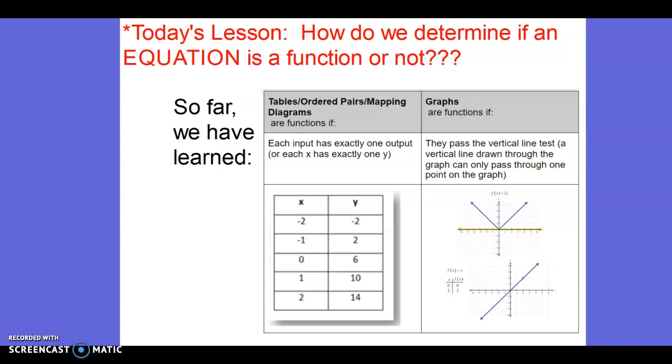A graph will be a function if it passes the vertical line test, which means if you draw a vertical line through the graph, it will only pass through the graph at exactly one point. So let's go ahead and get started looking at some equations.